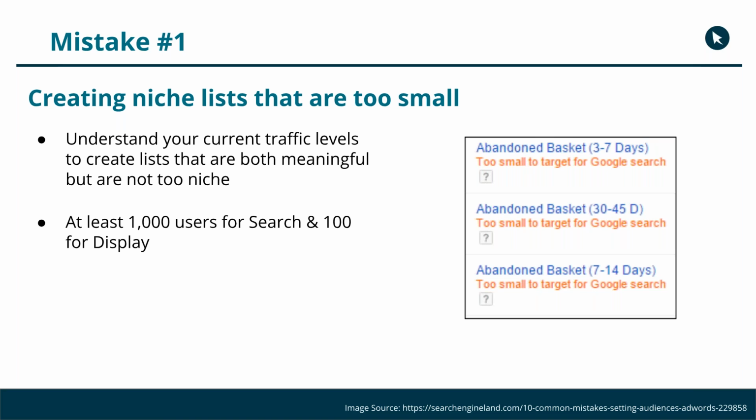So creating lists that aren't niche enough and are encompassing too much means there are going to be different behaviors within that single list, but you won't be able to actually see them within the campaign performance or the different breakouts, because maybe your list is too large. So again, it can go either way there.